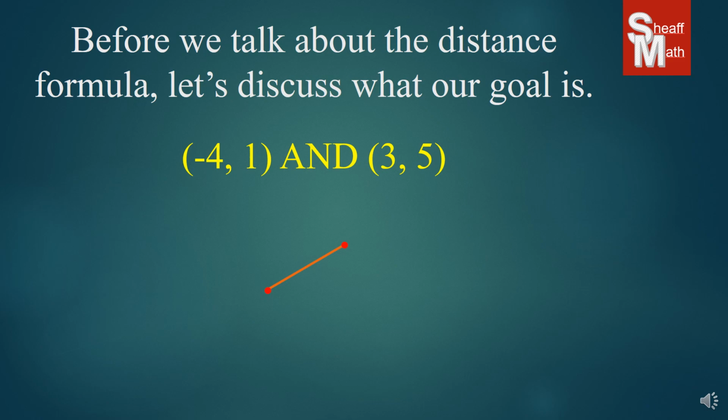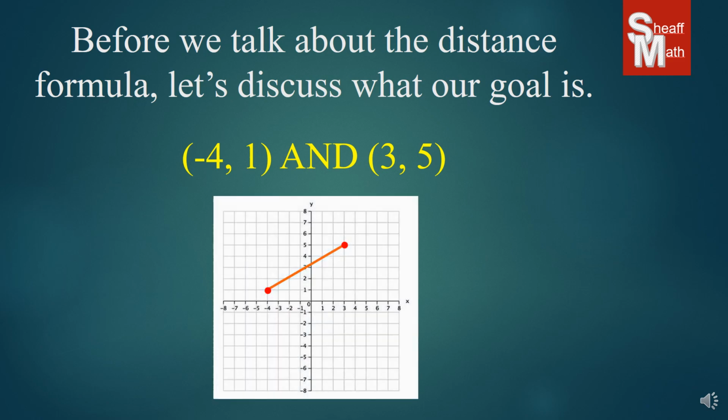Okay, that distance. It helps to visualize it if you look at it on a graph. And so we've got our -4, 1, and 3, 5 on the graph, and we're trying to find that distance. Now, the way that we find it is technically using the Pythagorean theorem. Now, do you remember what the Pythagorean theorem was? a squared plus b squared equals c squared, right?